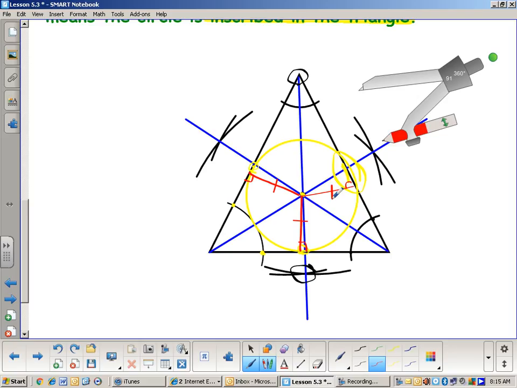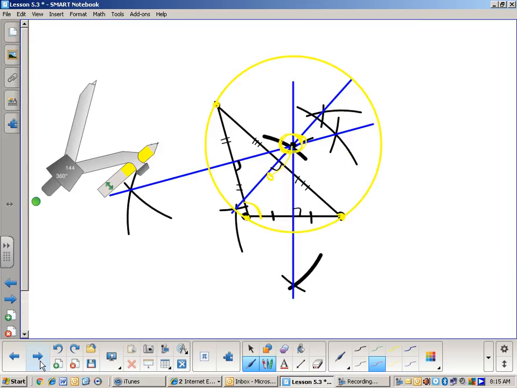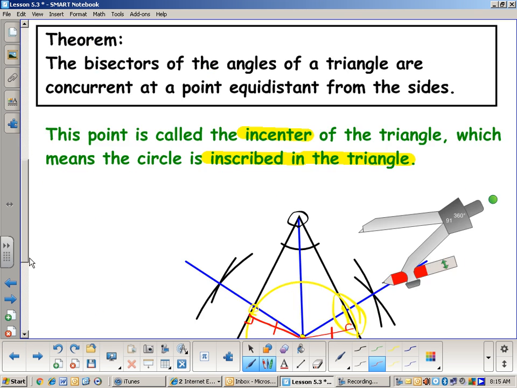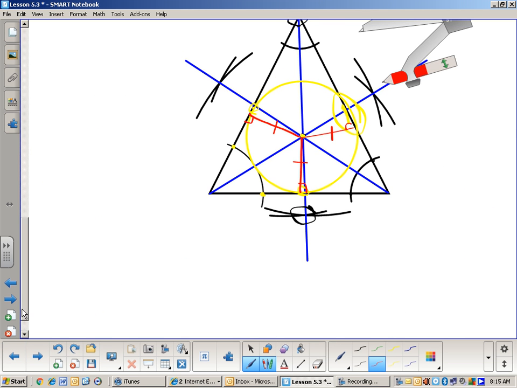And so my circle becomes inside my triangle. So it's inscribed in the triangle. So when I go around the triangle, it's circumscribed. When I'm in the triangle, it's inscribed. Okay? All right. Any questions on the incenter and circumcenter?